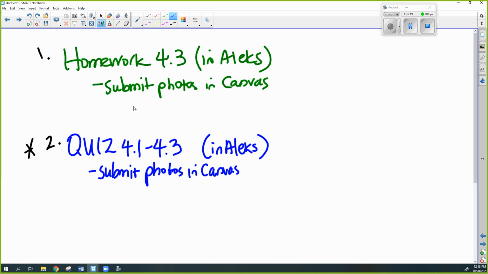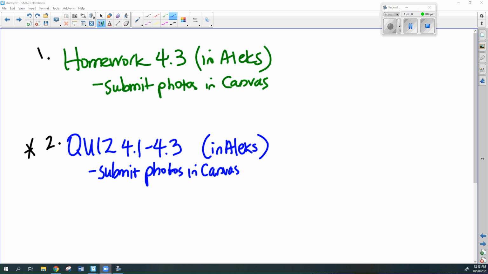Does everybody know what the homework is? Okay. Now I will stop sharing my screen. And you can have your screen back to work on ALEKS.